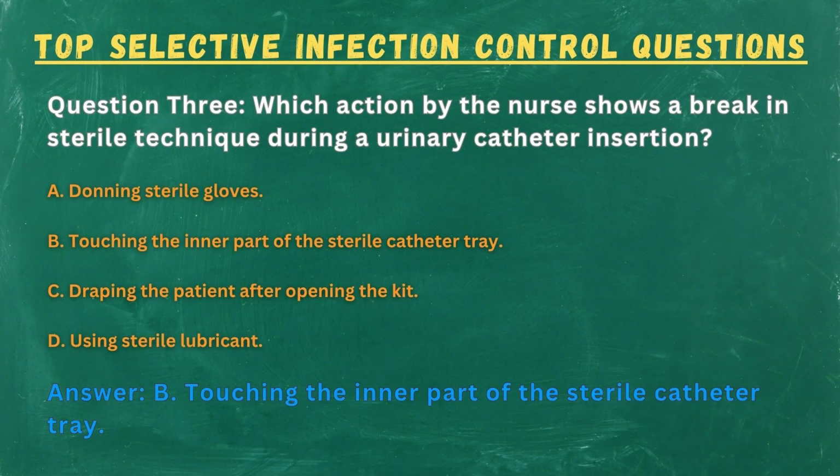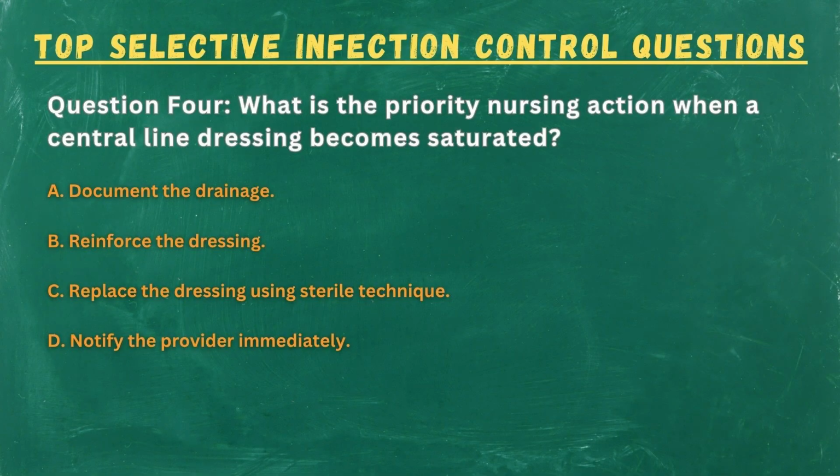Answer. B. Touching the inner part of the sterile catheter tray. Question 4. What is the priority nursing action when a central line dressing becomes saturated? A. Document the drainage. B. Reinforce the dressing. C. Replace the dressing using sterile technique. D. Notify the provider immediately.